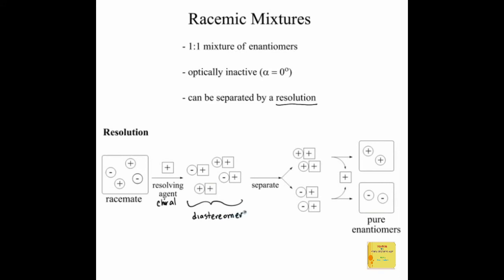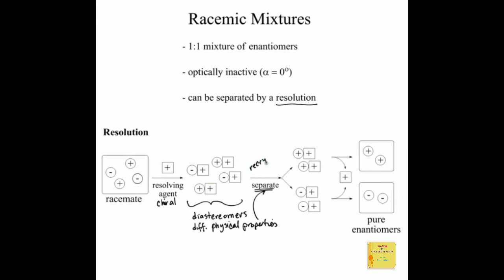When you compare a structure that has a plus-plus to a structure that has a plus-minus, those are no longer enantiomers. They can't be mirror images. One part of the molecule is the same configuration. The other part of it is the opposite. That's our definition of diastereomers. And because they are diastereomers, they have different physical properties. And if they have different physical properties, now we can separate them. So we could do something like recrystallize them or do a chromatography, something like that.